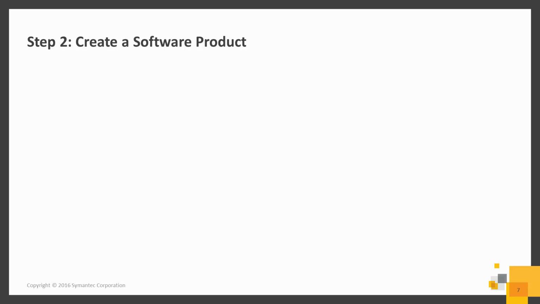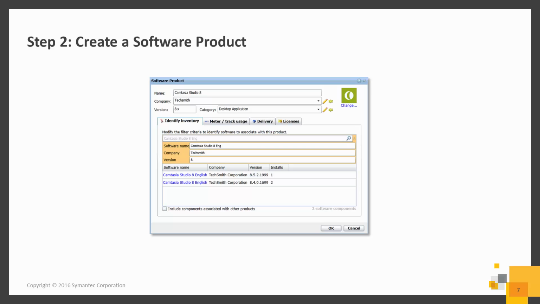Software product items let you manage the details that are related to the software products and their different versions in your environment. You can create a single software product item and associate it with several different versions of the same software. For example, you can associate both Camtasia 8.4 and Camtasia 8.5 with a software product named Camtasia 8. When you create a software product item, you specify its name, description, company, and category.